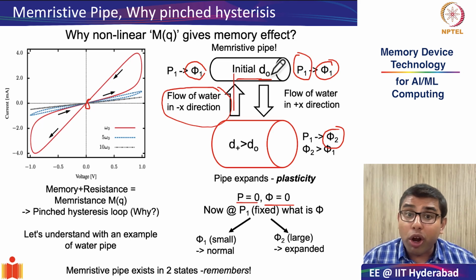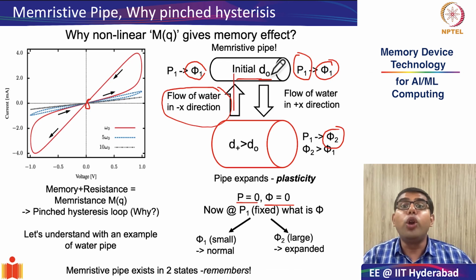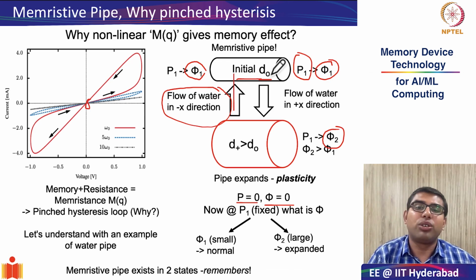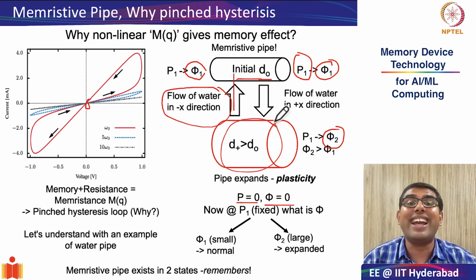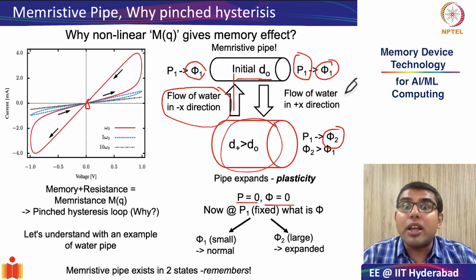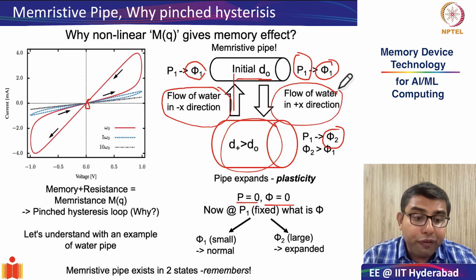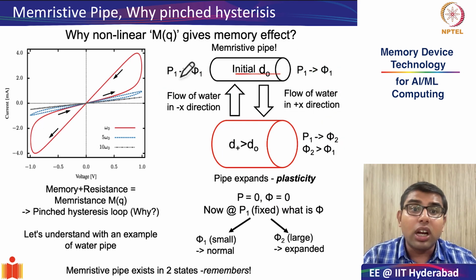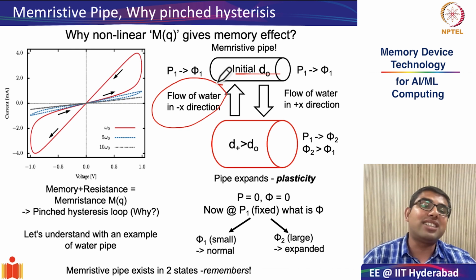How did you go from shrunk to expanded and back? By controlling the flow direction of water. Direction determines. If it is in the expanded state, it means it remembers that water was previously flown in the plus X direction. If it is in the shrunk state, it means it remembers that water was flown in the minus X direction.